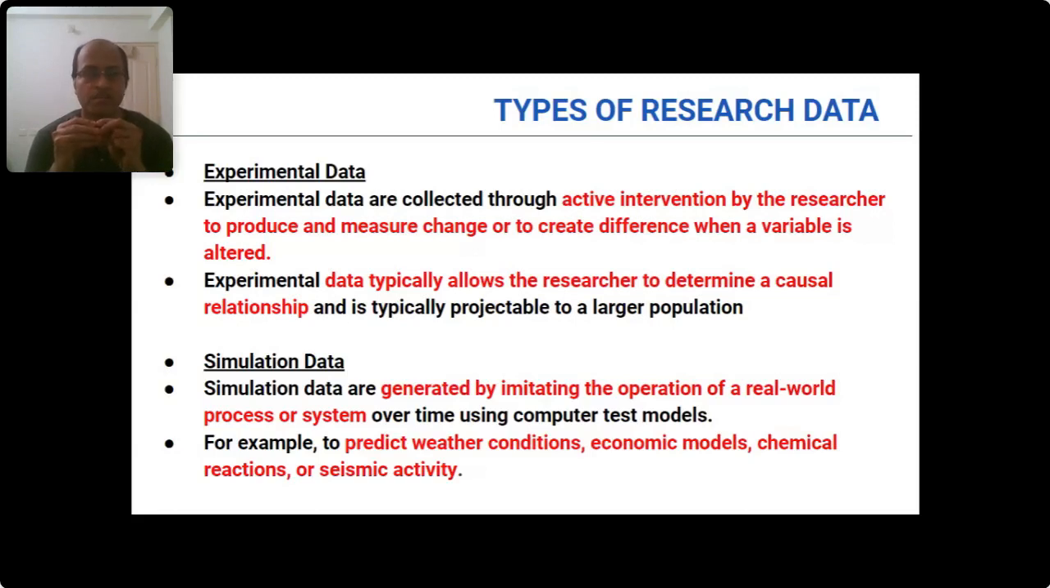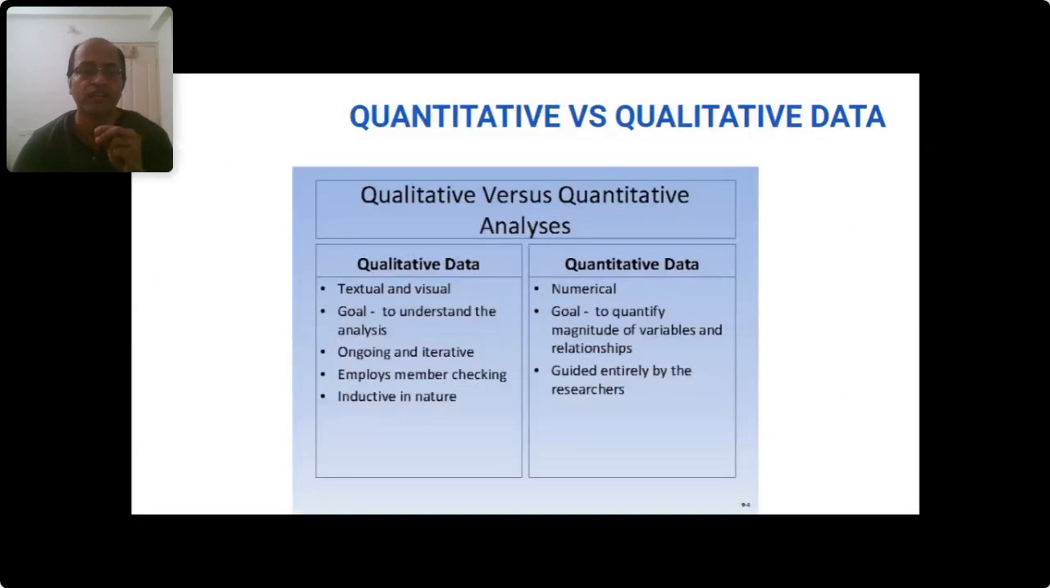Simulation data, as the name says, is computational. You are going into the operation of a real-world process or system using computer-tested models. In most cases, it's useful for economic models, chemical reactions, seismic activities, and weather condition predictions. Derived is nothing but data from secondary sources that you have. You are not doing any experiments here, but you get the data and you derive from whatever is existing.